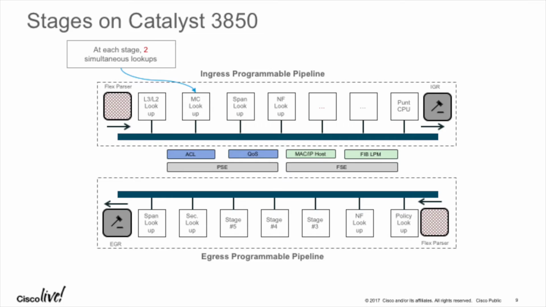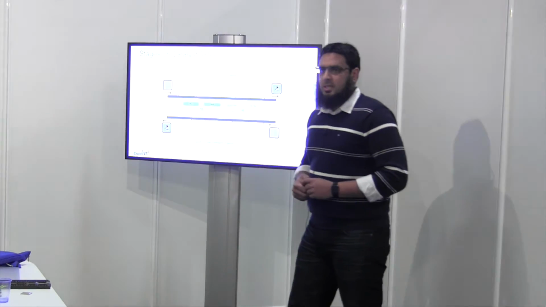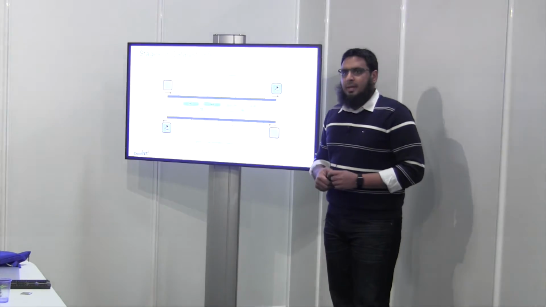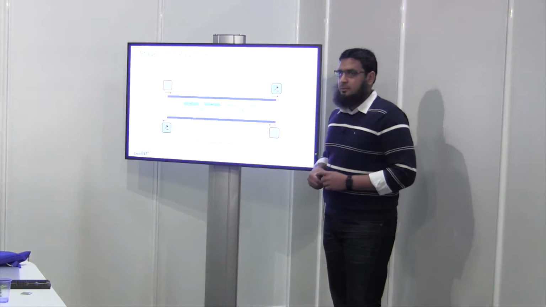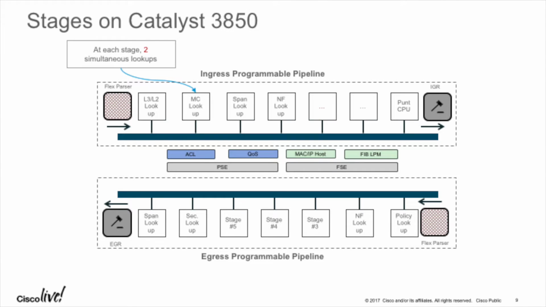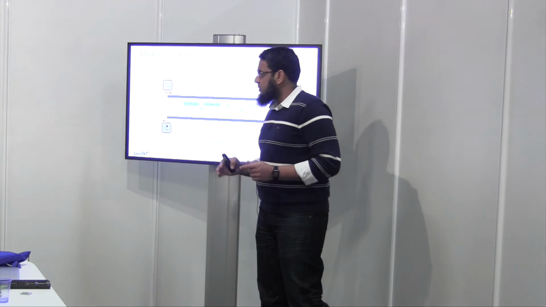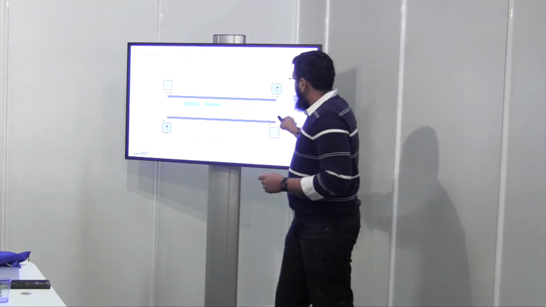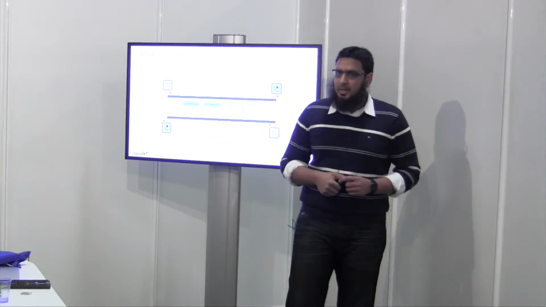Okay? Now, here is a quick look at some of the actual stages on the Catalyst 3850. This is not a comprehensive look. It's more of a simplistic look at the Catalyst 3850. So you can see here we have L3 lookup and L2 lookup happening in one stage. At each stage, we can have up to 2 lookups. Okay? We can also have a stage without any lookups if needed. So we don't really have to use all the 15 stages. Similarly, on the egress side, we can do 2 lookups per stage.